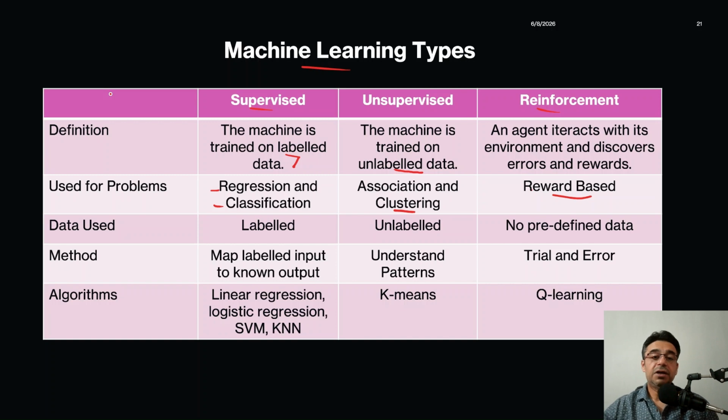What type of data can we use? In supervised, the data we have is labeled data, in unsupervised we have unlabeled data, and in reinforcement we don't have any data available.